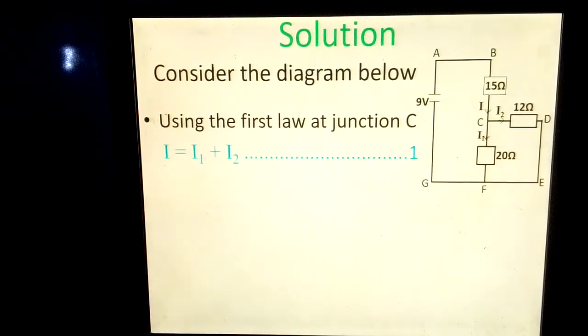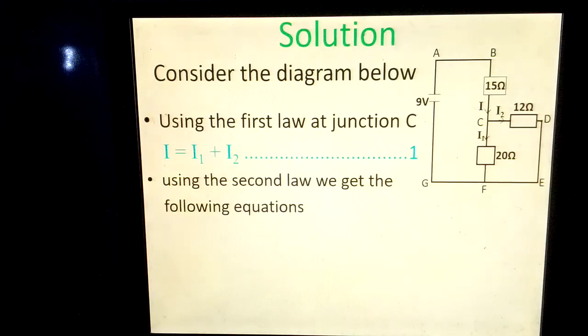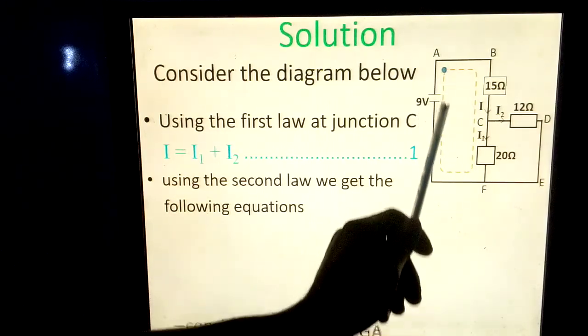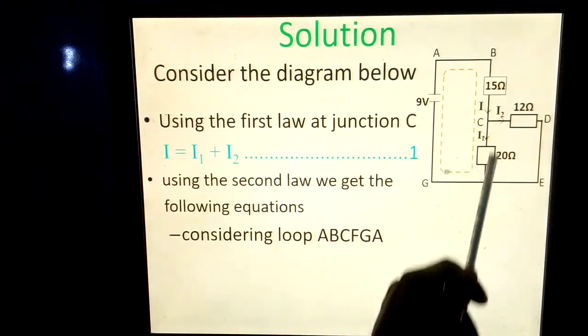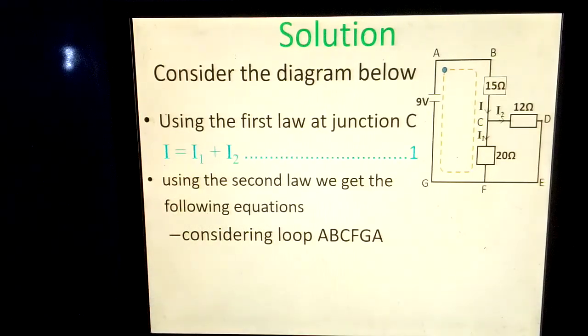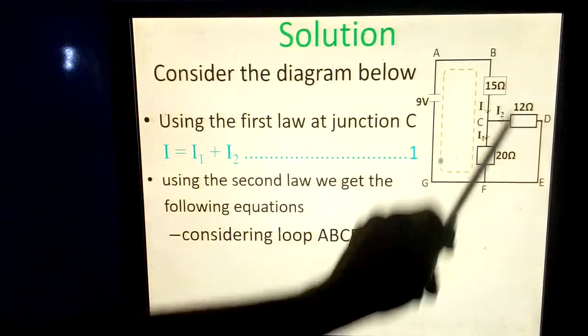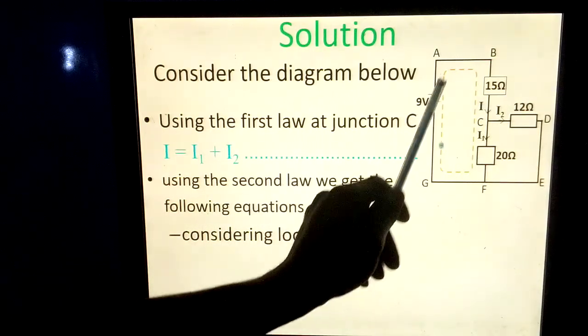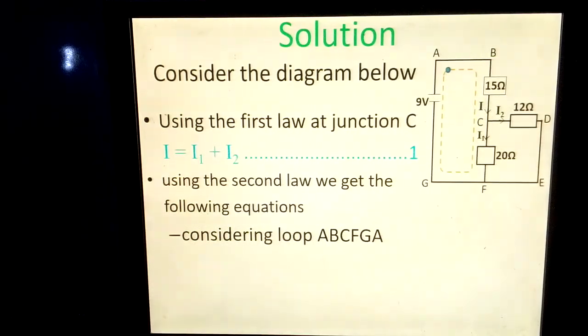You can see that. Then we use the second law. Now in the second law, we have to consider a loop. So let's pick the first loop. We pick this loop. Let's call the loop A, B, C, F, J back to A. So when we consider this loop, you can see as we go around the loop like this.